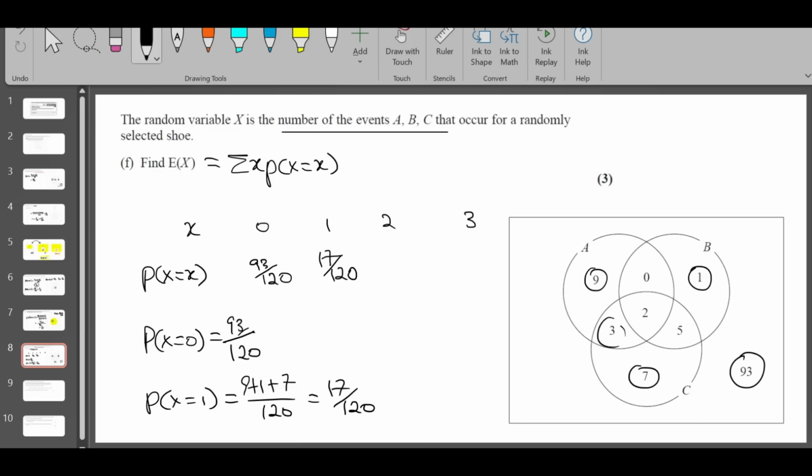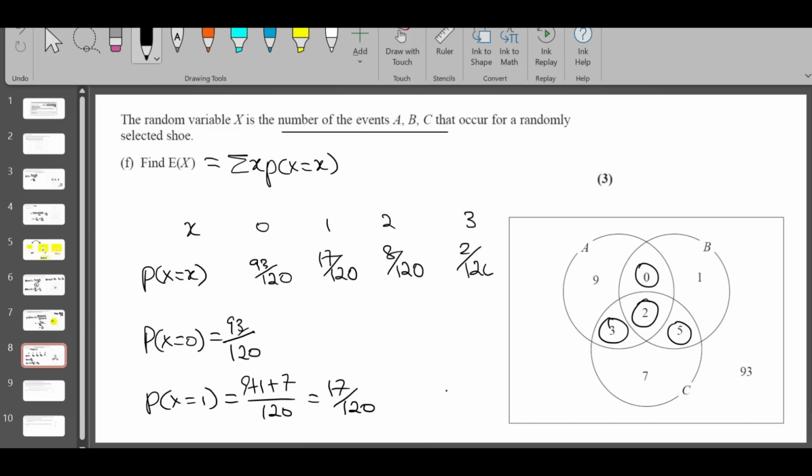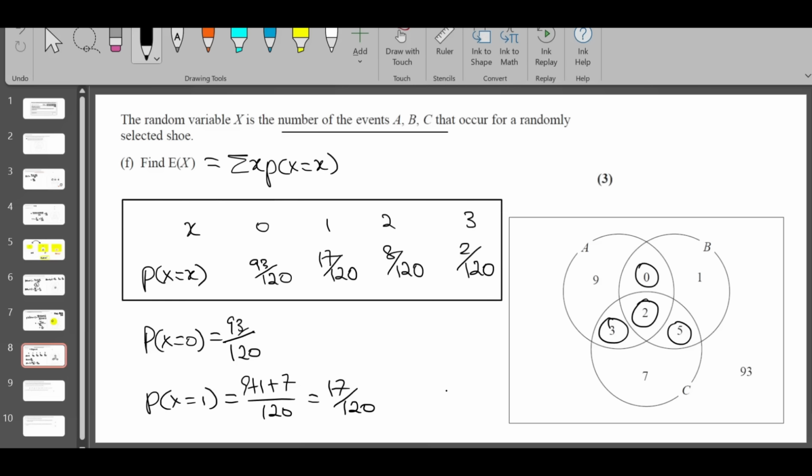For 2 defects, you have 3, 5, 0, which is 8 over 120. 3 defects is a 1 in the middle, 2 over 120. But make it a habit, whenever you draw a probability distribution table, make sure you add everything and check. The total probability should be 1. If it's not 1, something is wrong.